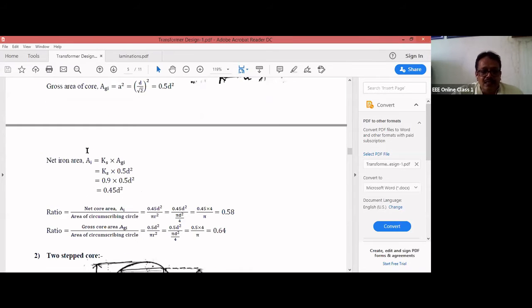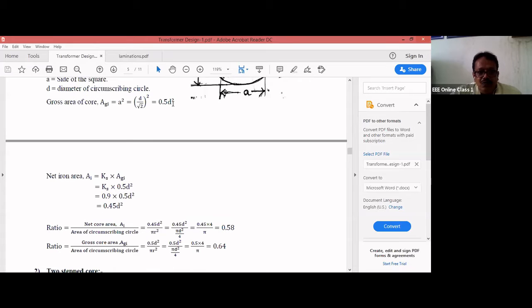Net terrain area AI is nothing but what? Ks into AGI. So what is Ks? Ks is between 0.85 to 0.9. You put 0.9. So 0.9 into 0.5 D square. If you multiply here, what you get? 0.45 D square.